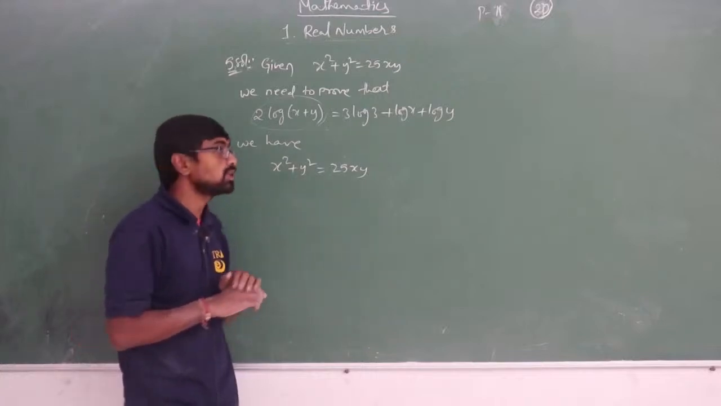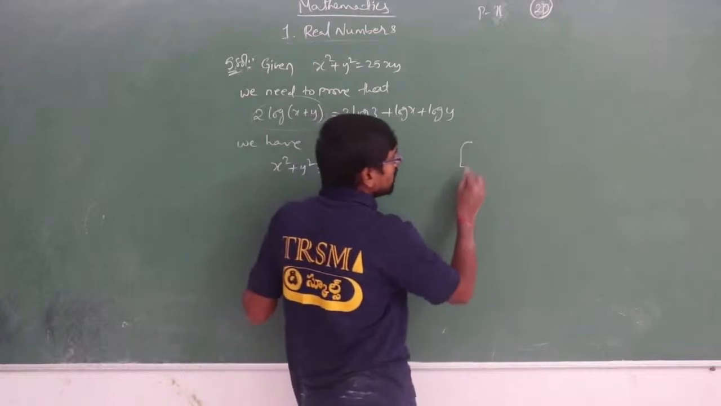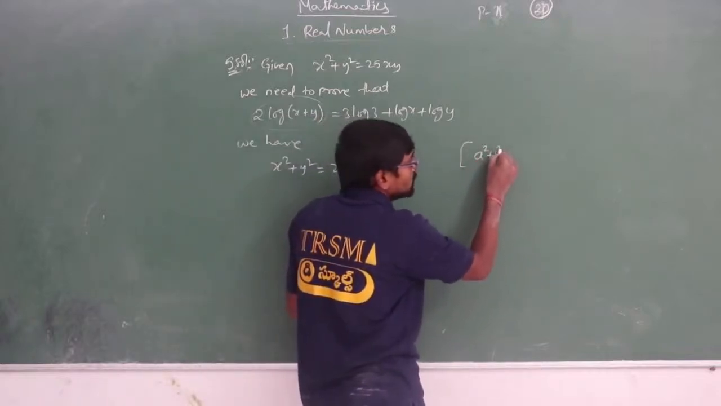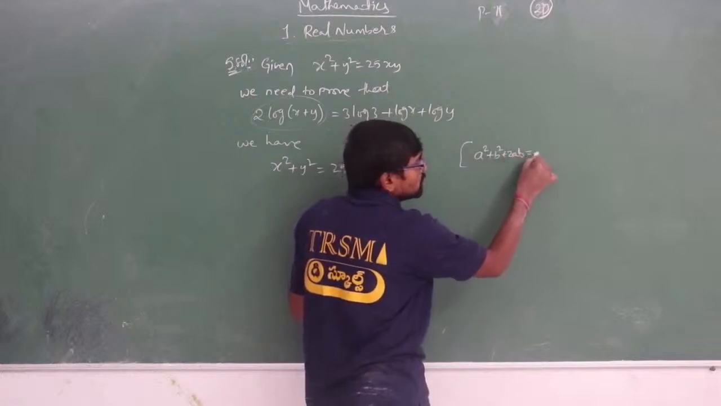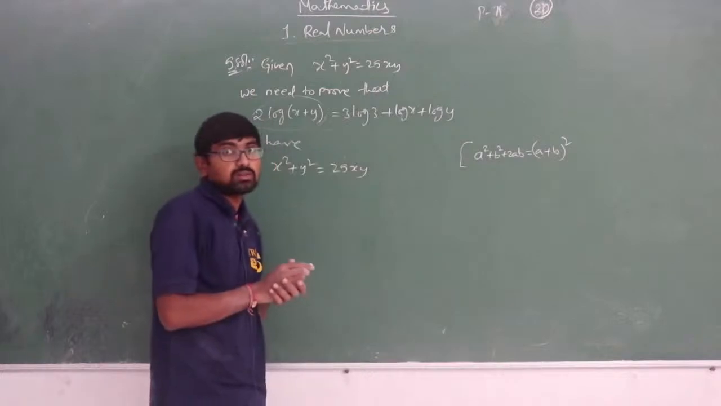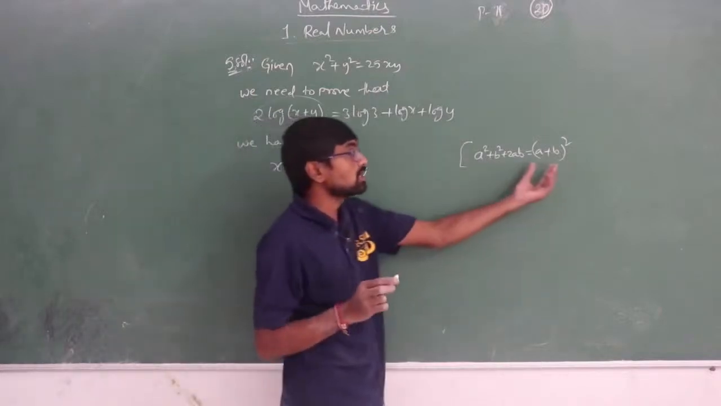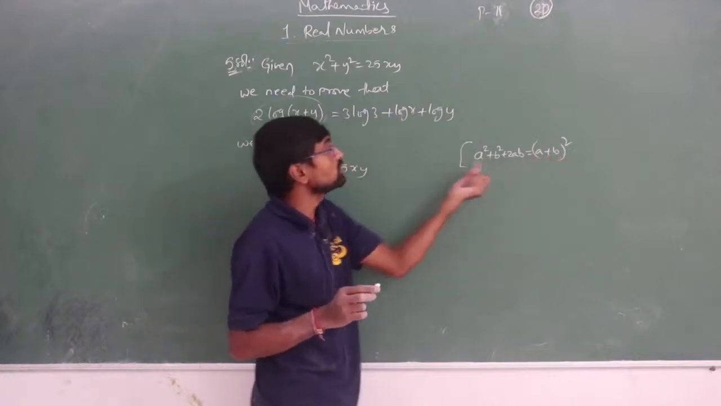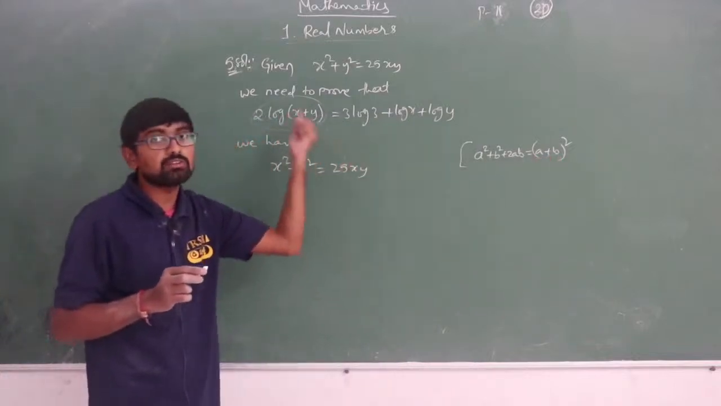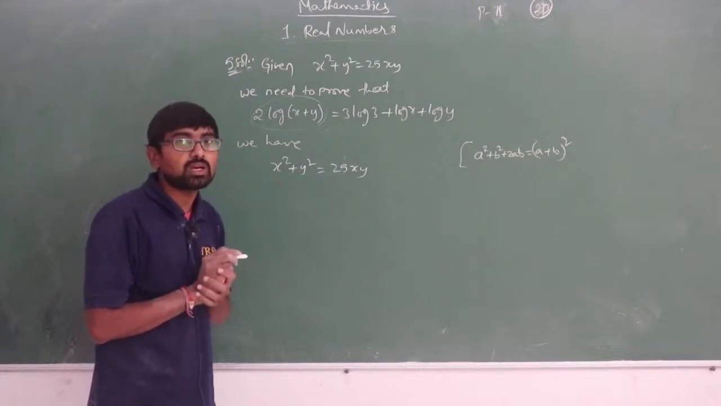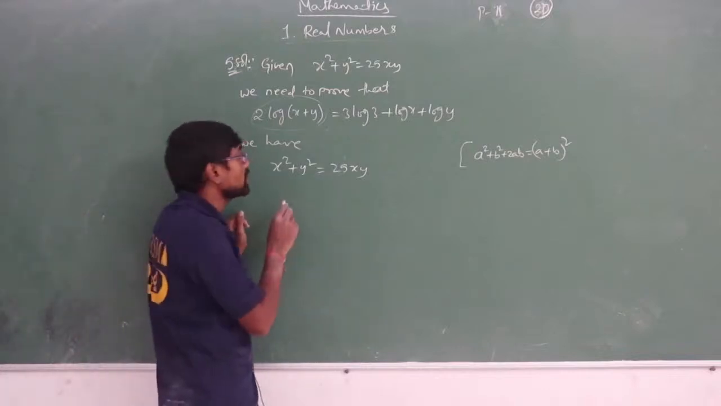So how will we convert? By using the formula a square plus b square plus 2ab is equal to a plus b whole square, isn't it? Now, is it one single term? If I convert this into logarithmic form, then again I will get it in one single term. Hope you all understood what I am going to say here.